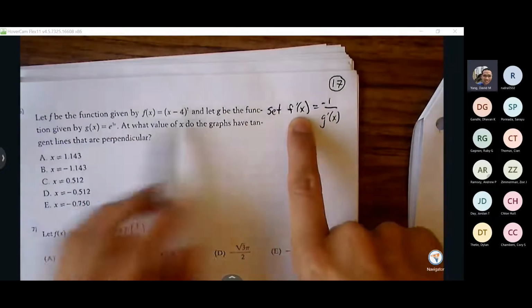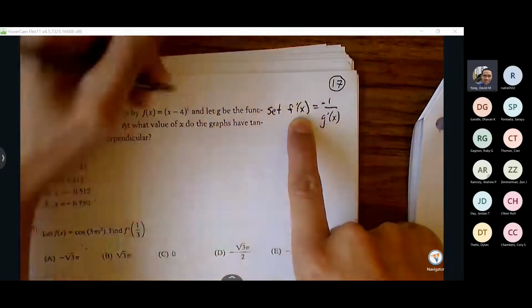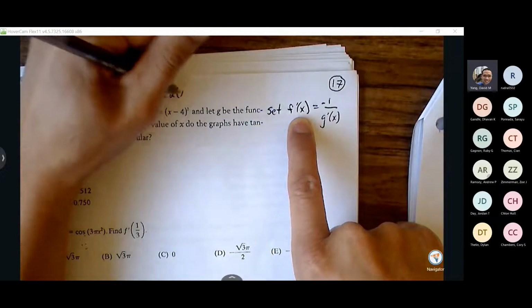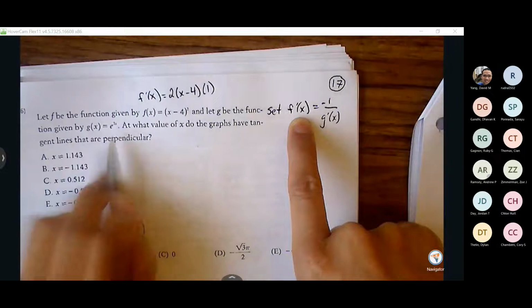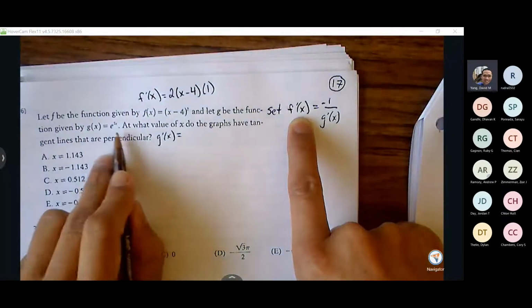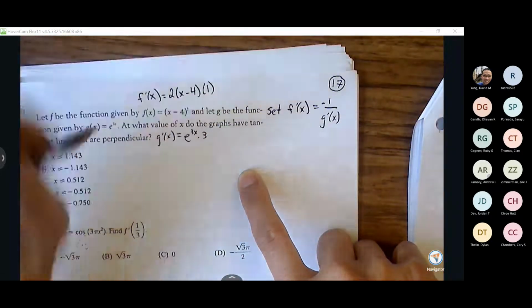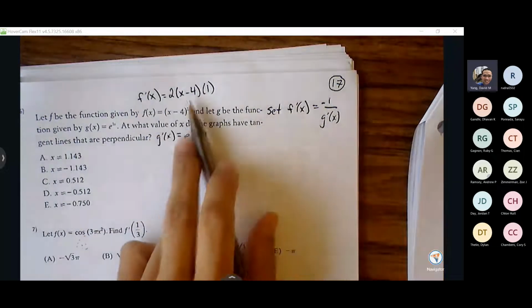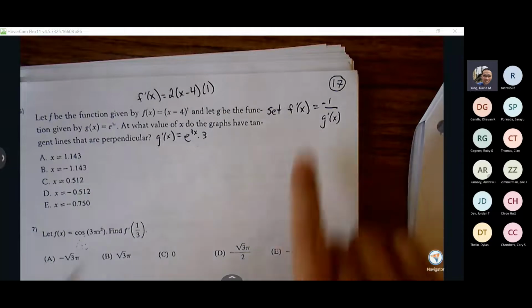So f prime is going to be chain rule here, 2 parentheses x minus 4, outside derivative times inside derivative. And then g prime, that's just going to be e to the u times u prime, so e to the 3x times 3. Okay, so we'll replace f prime and g prime with what we found, and then find a way to solve for x.